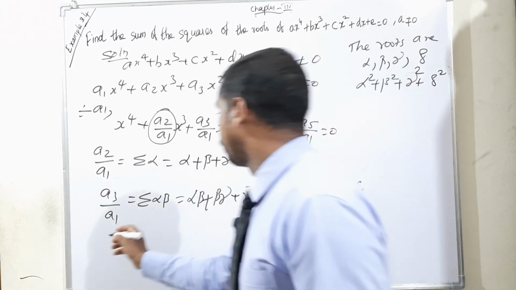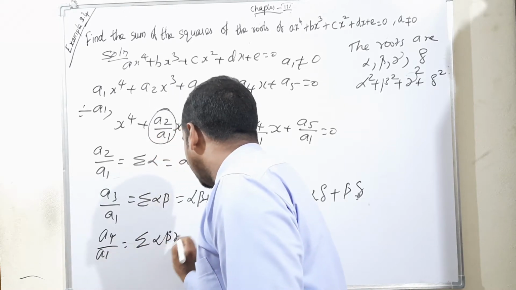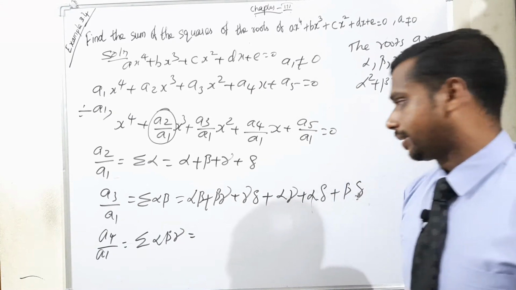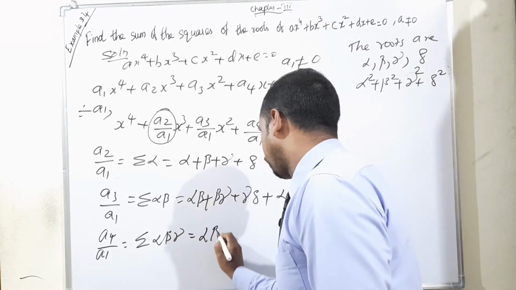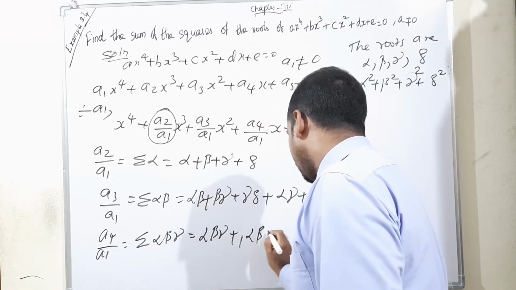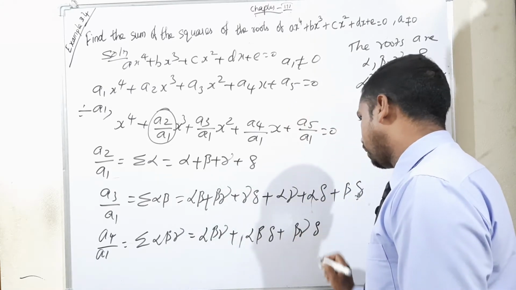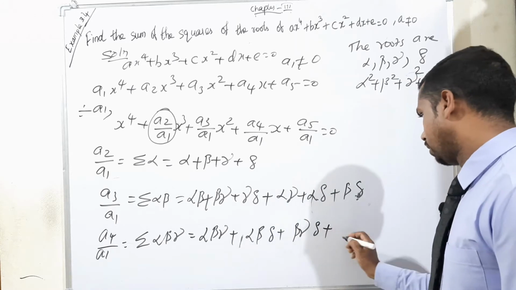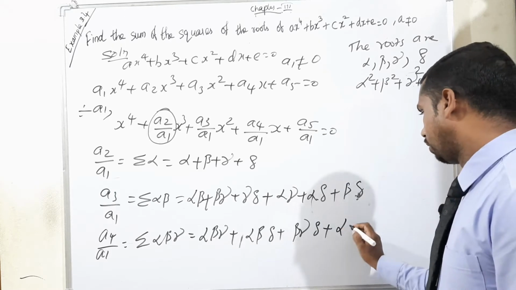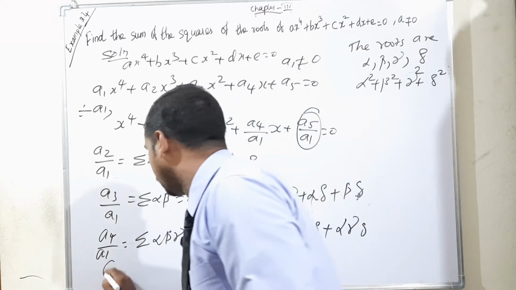Next one, a4 by a1 means summation of alpha beta gamma. That is called the sum of products of the roots taken 3 at a time. 3 at a time means alpha beta gamma, then alpha beta delta, plus beta gamma delta. Last, alpha gamma delta will come, isn't it? Alpha gamma delta.